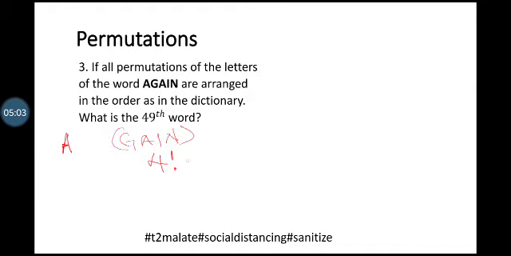And this is equal to 4 times 3 times 2 times 1, which is equal to 4 times 3 is 12, 12 times 2 is 24. So there are 24 words which you will make starting with the letter A. We go to the next letter. The second letter in the order of the alphabet from A is G.